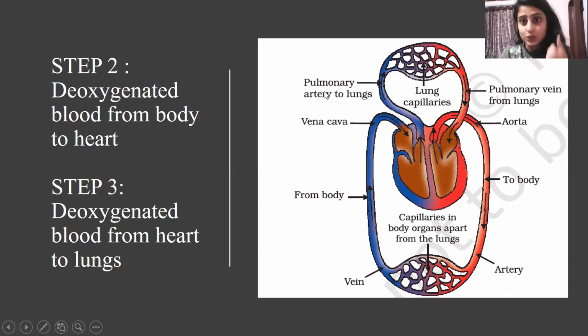Pulmonary because it's related to lungs, and artery because it is carrying the blood away from the heart. That is why the nomenclature pulmonary artery. Now we'll see in step 4 what happens at the position of lungs.